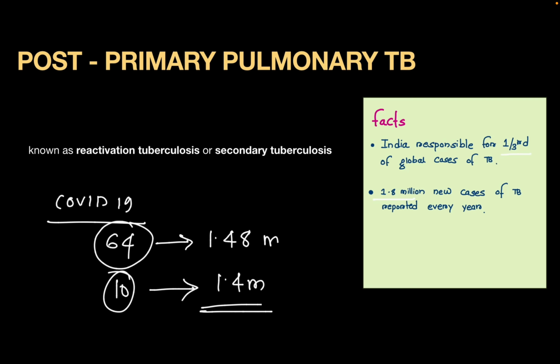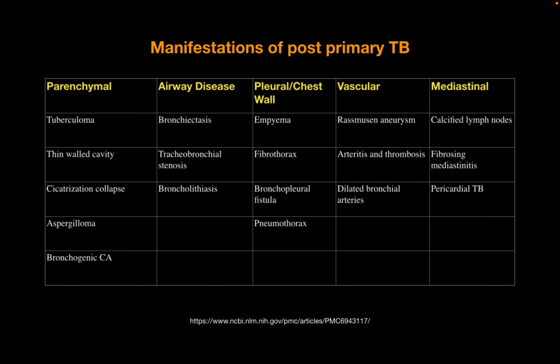It is also known as reactivation tuberculosis or secondary tuberculosis. Now, what are the manifestations of post primary TB? We classify these manifestations as parenchymal, airway disease, pleural or chest wall diseases, vascular and mediastinal. In parenchymal, it can cause tuberculoma, thin-walled cavity, cicatrization collapse, aspergilloma, bronchogenic carcinoma.